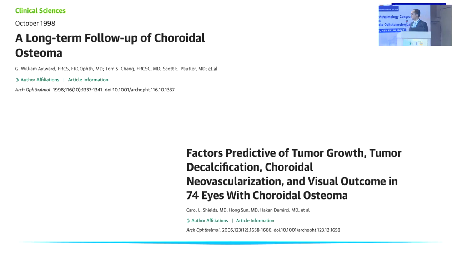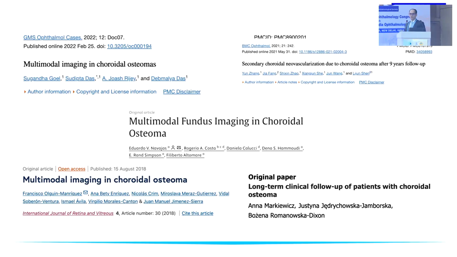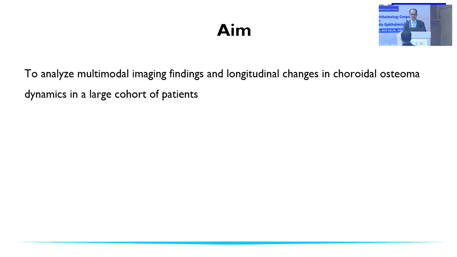And there have been papers in the past, mostly by the Shields group, which talk about the long-term follow-up and the predictive factors. But most of these studies are from the pre-OCT era. And in subsequent papers on multimodal imaging in choroidal osteoma, the definitions of certain aspects like deossification is very unclear. So that is why we aim to analyze the multimodal imaging findings and the longitudinal changes and try to define some of these aspects properly.